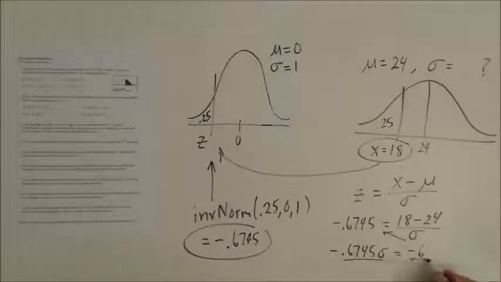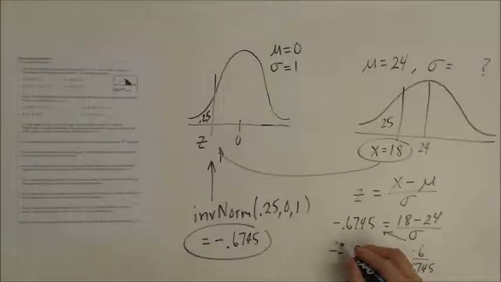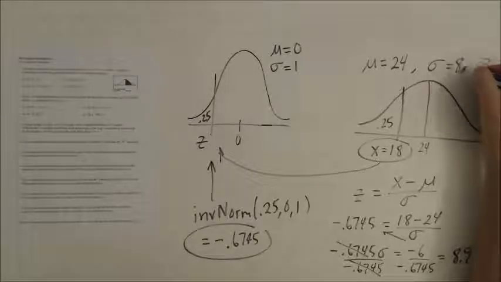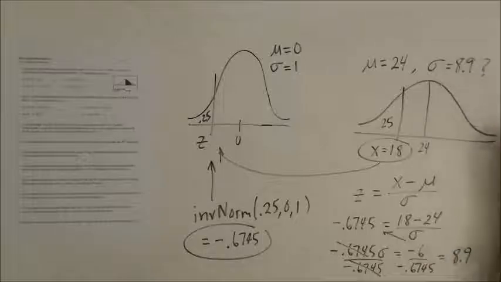Thus dividing on both sides by negative 0.6745 allows us to solve for the value of sigma. That is, sigma equals negative 6 divided by negative 0.6745 for a value of approximately 8.9. The standard deviation we were looking for, the standard deviation of this second distribution, is approximately 8.9.